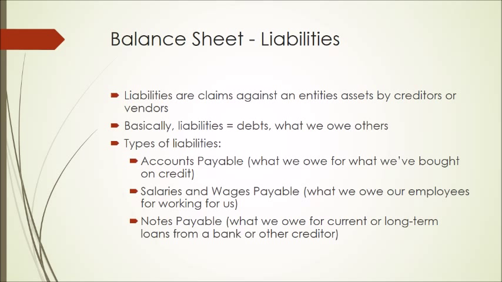Next on the balance sheet are liabilities. Liabilities are claims against an entity's assets by creditors or vendors. Basically, liabilities are our debts. It's what we owe others. There's several types of liabilities, and a couple of them are below.